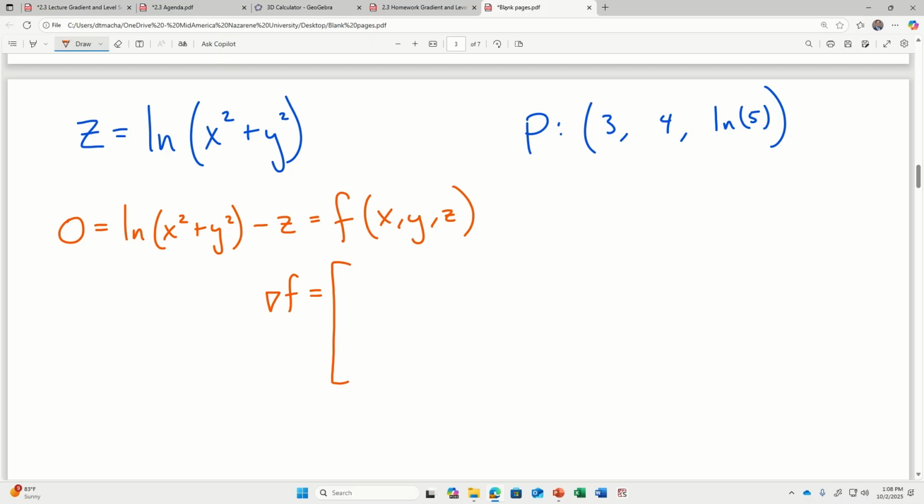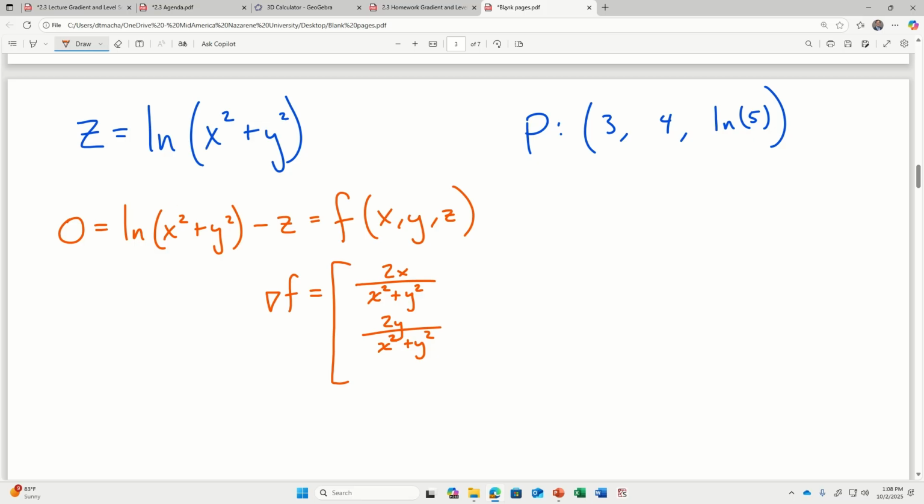And to get the gradient, I first have to take the partial derivative with respect to x. And the derivative chain rule says first take the derivative of the outside function, which is 1 over x squared plus y squared. Then multiply times the derivative of the inside function, and the partial derivative with respect to x of the inside function there would be 2x. And then I don't have to work that hard to figure out the same thing for y, because this equation is symmetric with respect to x and y.